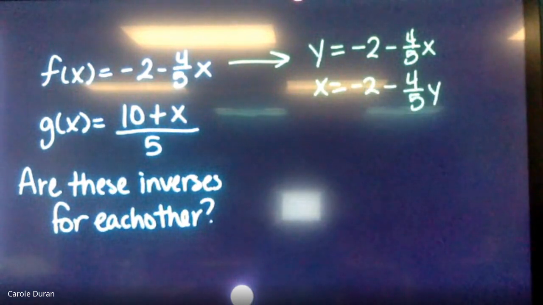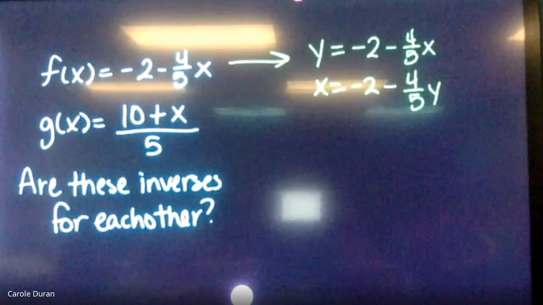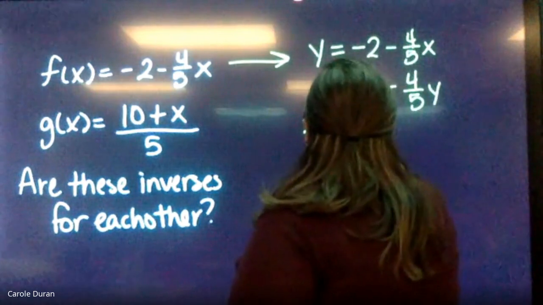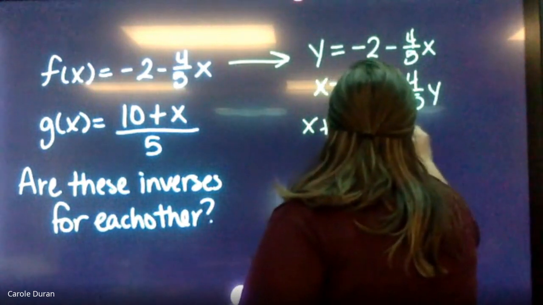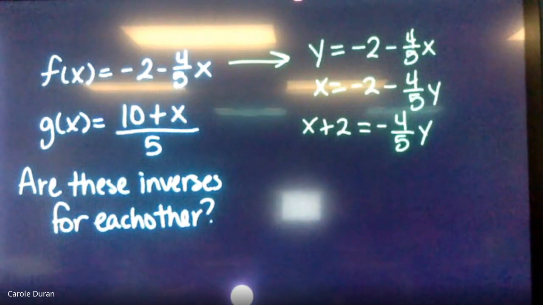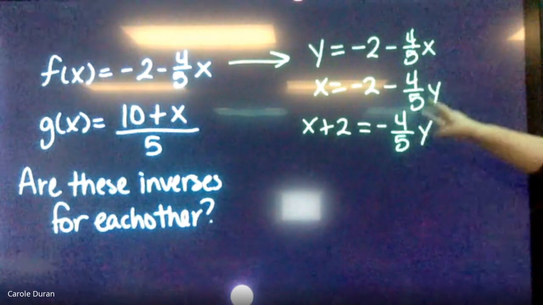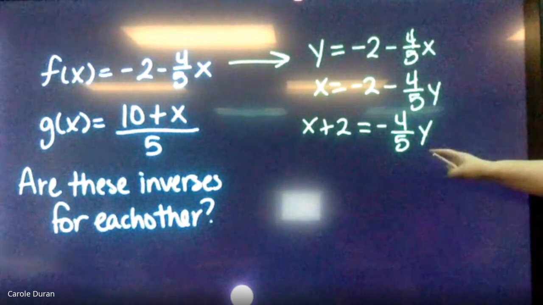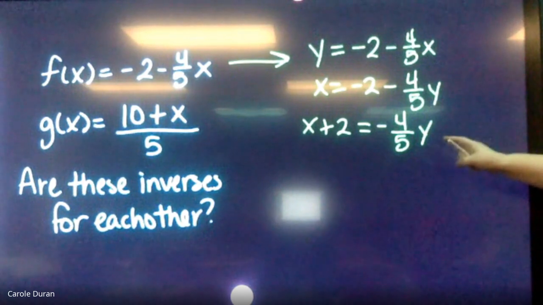And now I need to start isolating my y value. What's the first thing I need to move here, Heath? The negative 2, right? I need to move that over to the other side so it becomes a positive. So I have x plus 2 equals negative 4 over 5y. Now what do I need to do? What don't I like about this? So I need to get rid of the denominator first. How do I get rid of something that has a 5 in the denominator? Multiply both sides by 5.